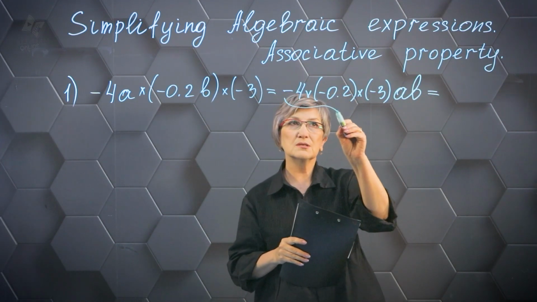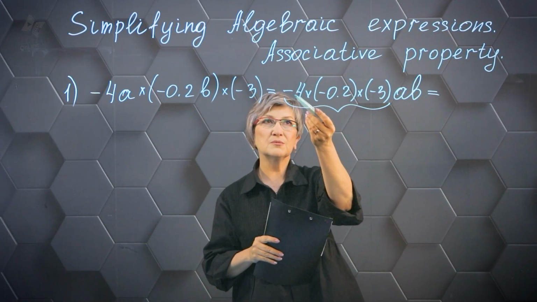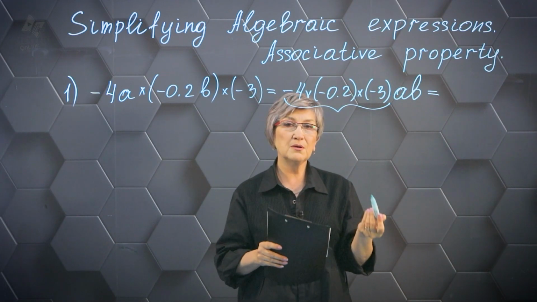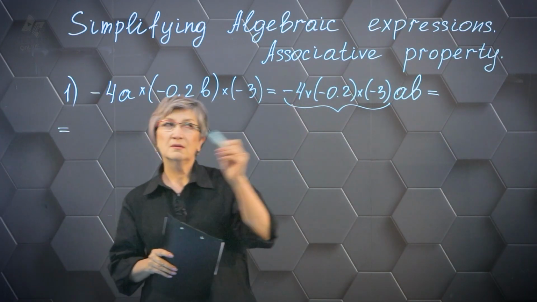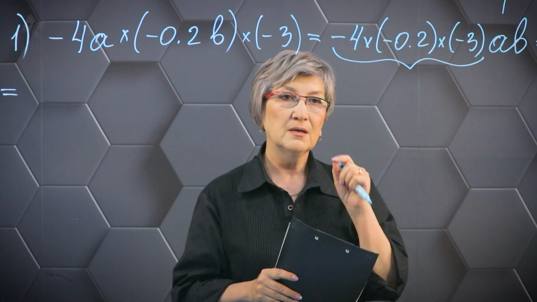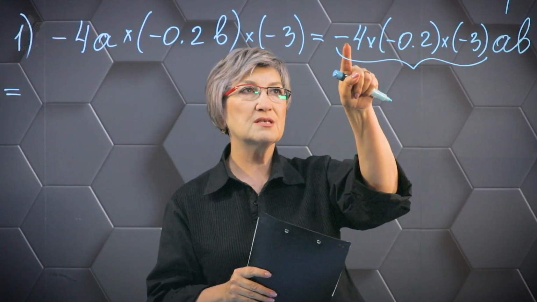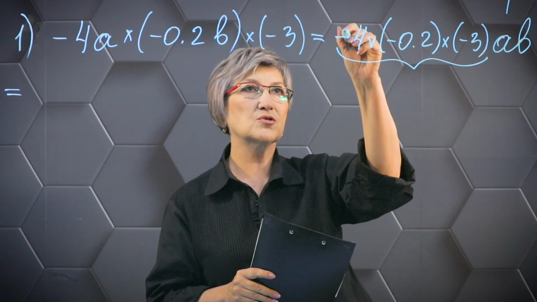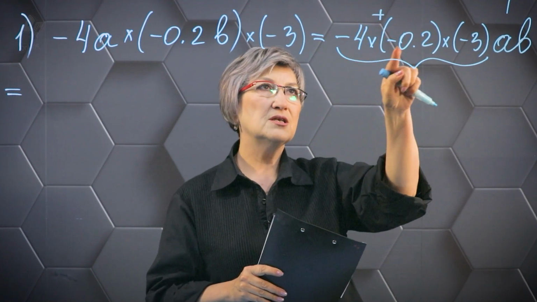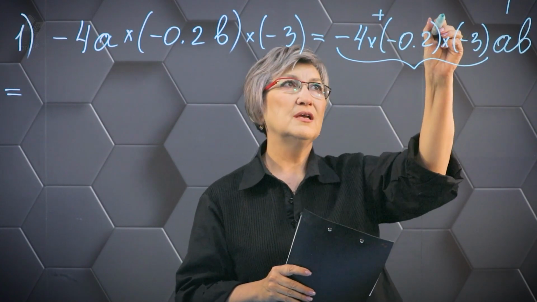What is the result of that? We can find the product of minus 4, minus 0.2, and minus 3. We just need to multiply. Let's find this product, but first of all, we'll put the sign. Let's remember the rule of multiplication of integers. I multiply a negative number by a negative number. The result is a positive number. I will multiply a positive number by a negative number, and the result will be a negative number.